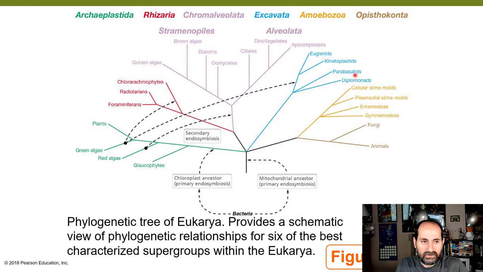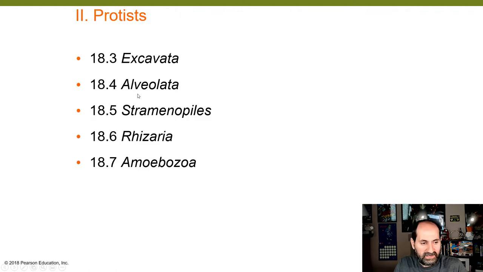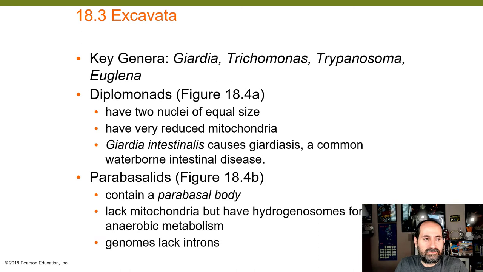You see these supergroups, and we find the microorganisms, the protists, spread across the different groups. And these protists, there are certain groups that they belong to. The protists include the group Excavata, Alveolata, Stramenopiles, Rhizaria, and Amoebozoa. So we're going to touch on each of these, but what you should know is that these are different groups of protists.